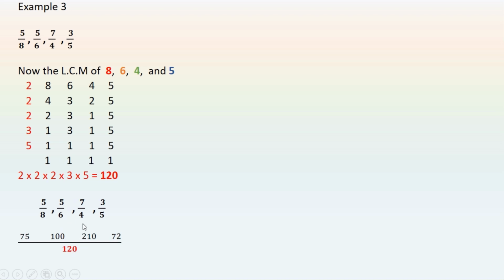Then 120 divided by 4 will give me 30. 30 times 7 will give me 210. And the next one is 120 divided by 5, that will give me 24. 24 times 3 will give me 72. So I can now arrange my work in either ascending order or descending order, depending on our choice. Either way, they'll all be marked correct.